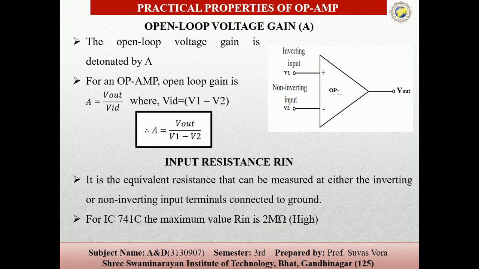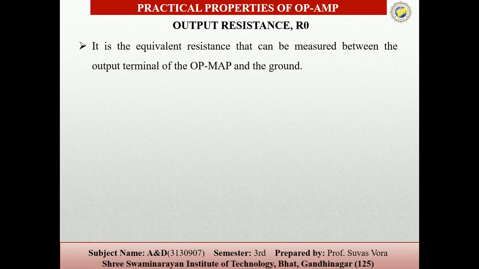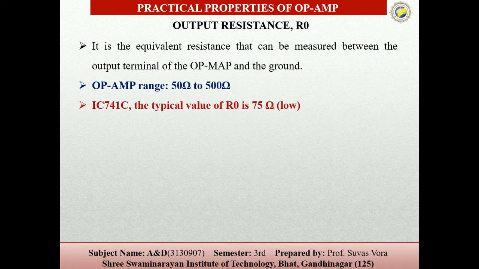This value is high. Now the next one is the output resistance R0. It is the equivalent resistance that can be measured between the output terminal of the op-amp and the ground. The output resistance of the op-amp ranges between 50 ohms and 500 ohms, and for the IC 741 the typical value of R0 is 75 ohms. Its value is very low.